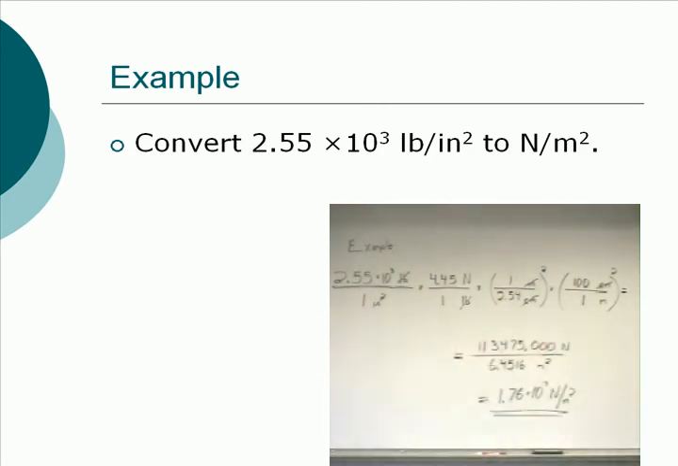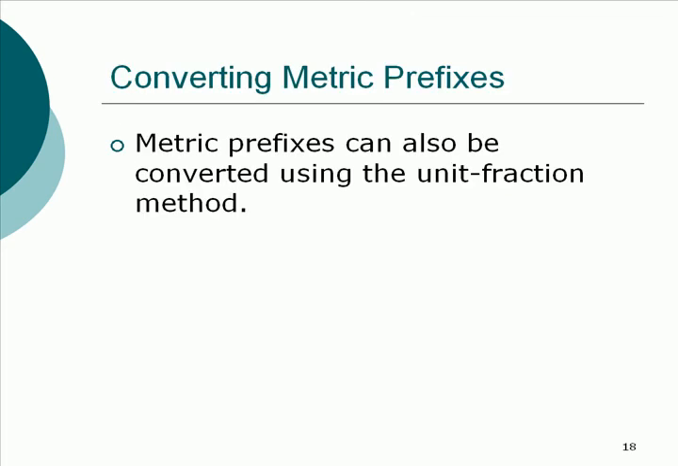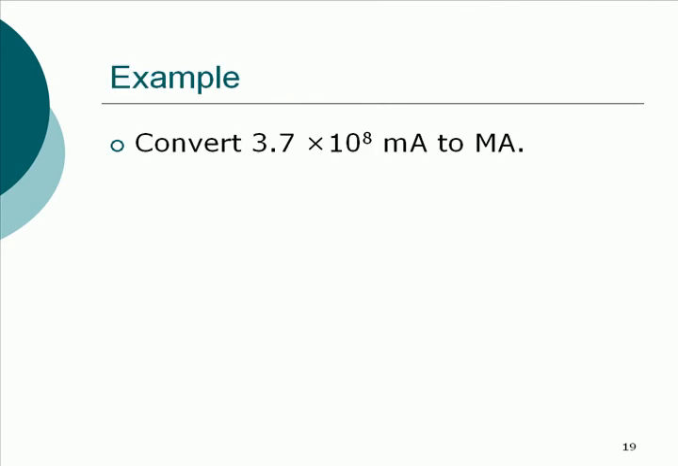Okay. Well, the last scenario is this. This is not something you'll have to know. Okay? You have to be able to perform the metric prefix conversions somehow. The way that we did yesterday is the best way. But you can do it using this method also. This is not an efficient way to do it, though, because it's a lot more writing to get the same result. But I want to show you one example of how you can do it. Let's convert 3.7 times 10 to the 8th milliamps to megaamps. We'll use this method instead of the one that we did yesterday.